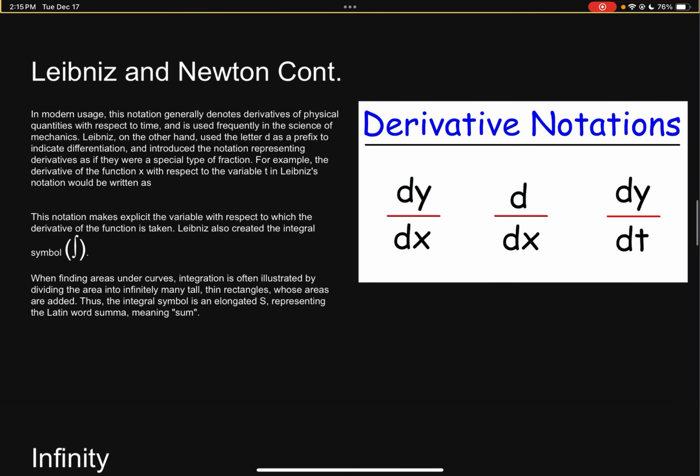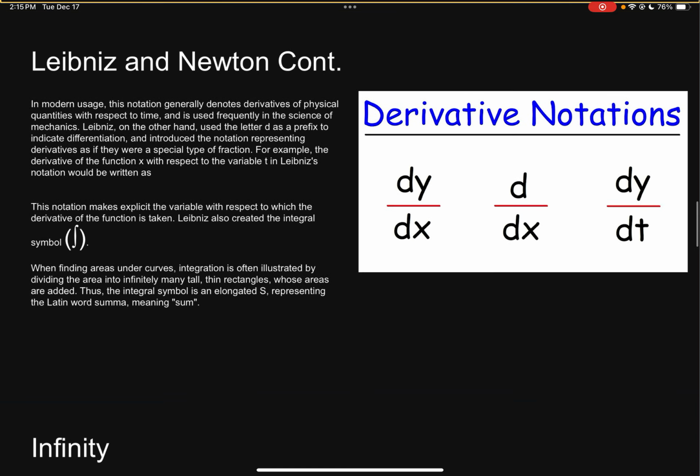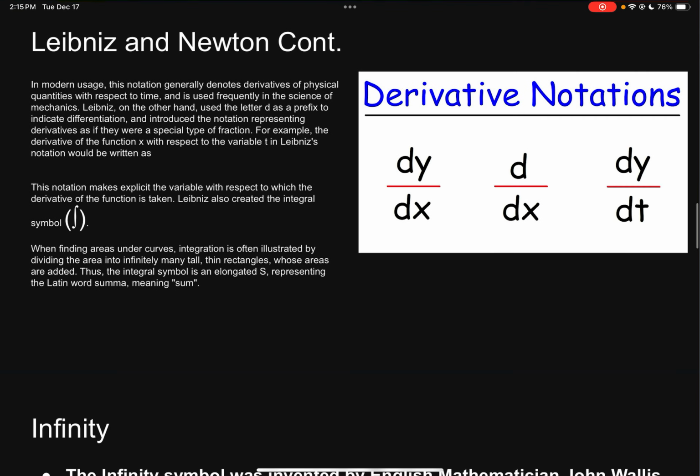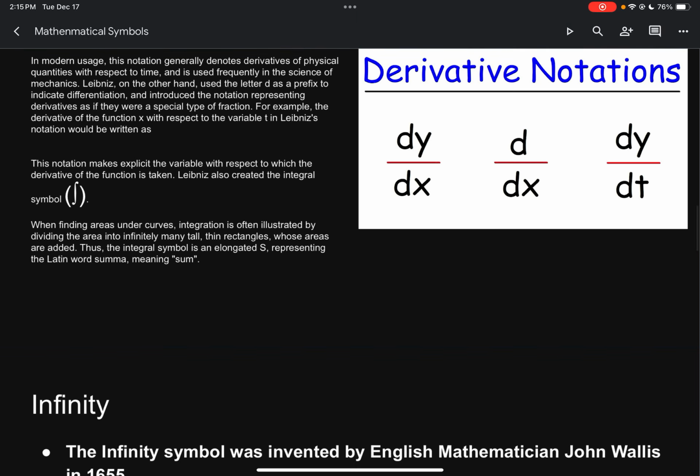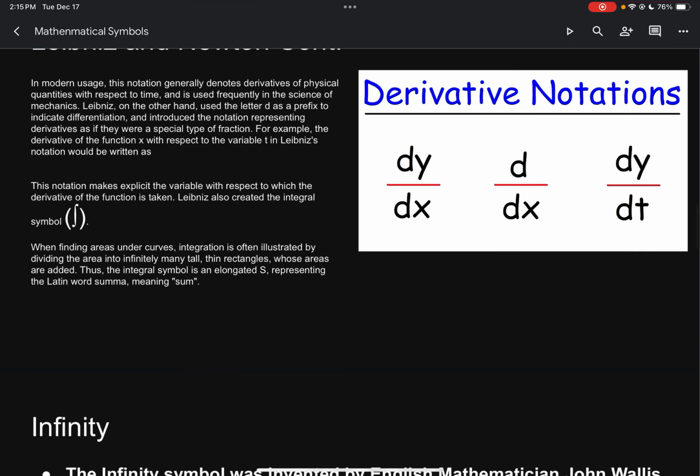Leibniz, on the other hand, used the letter d as a prefix to indicate differentiation, and introduced a notation representing derivatives as if they're a special type of fraction. For example, the derivative of the function y with respect to the variable x in Leibniz's notation will be written as dy over dx, d over dx, and dy over dt. This notation makes explicit the variable with respect to which the derivative of the function is taken. He also created the integral symbol, which is shown over here.